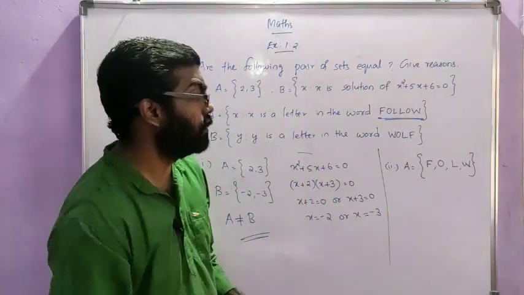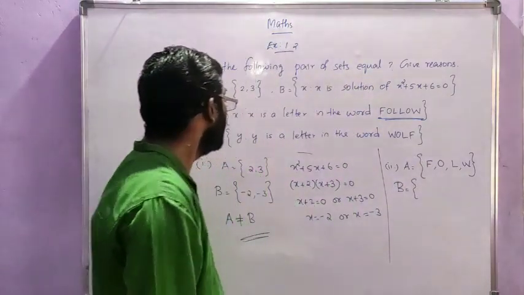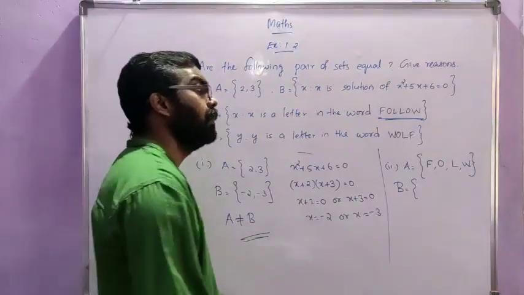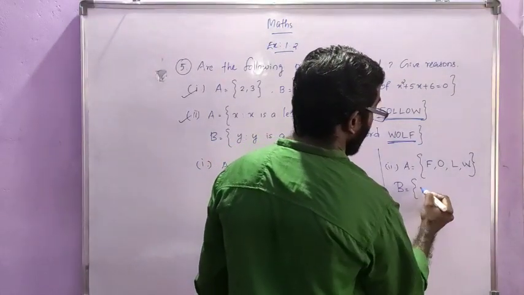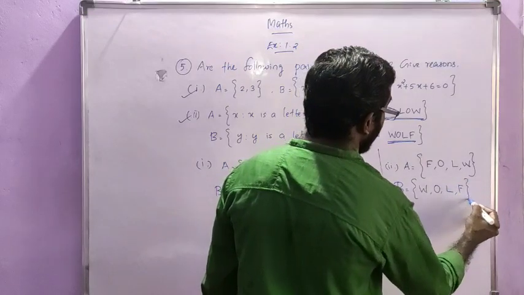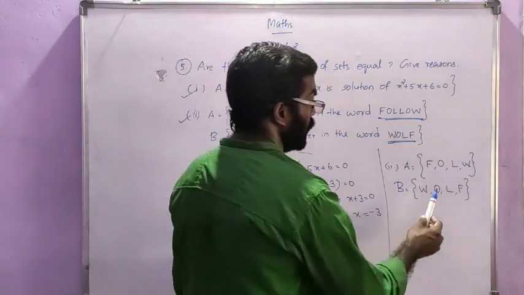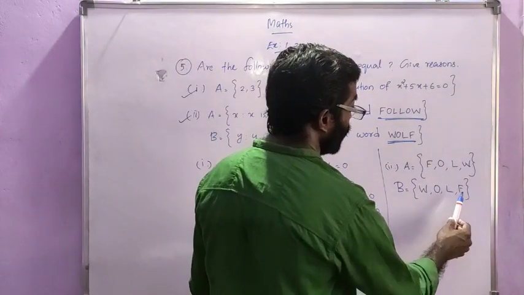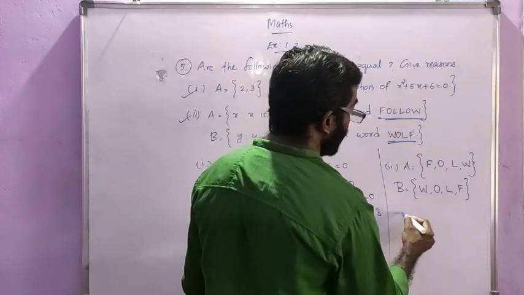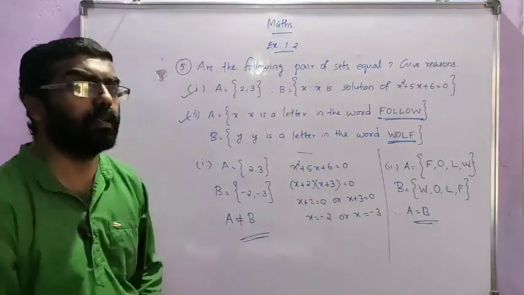Okay. And B is equal to set of all Y such that Y is a letter in the word wolf. So here the letters are W, O, L and F. Now we can compare these two sets. Here the letters are F, O, L, W. Here also F, O, L and W. That means the two sets are exactly the same. Therefore A is equal to B. Understood?